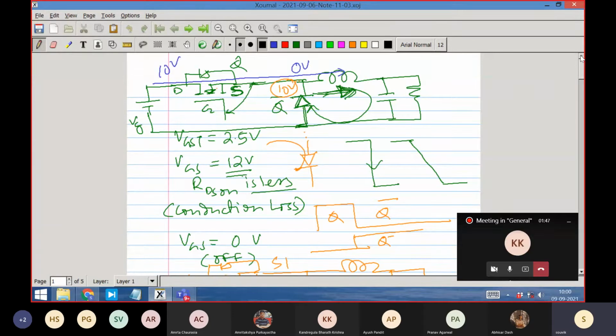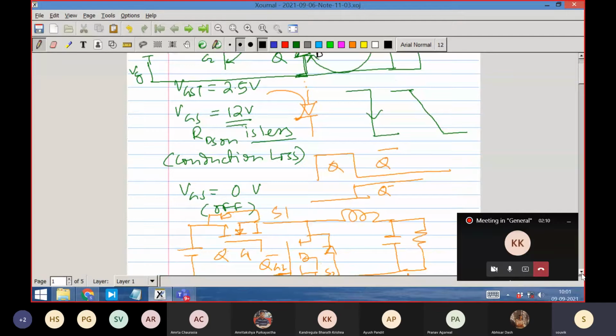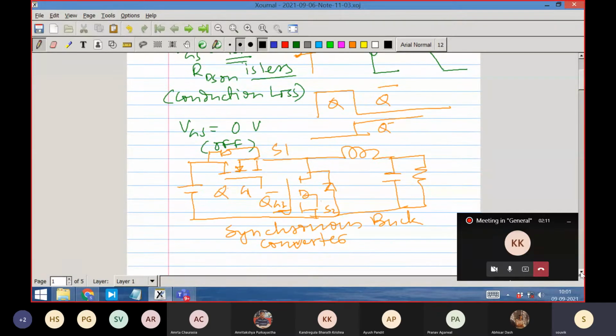So in the last class we were talking about the two structures of buck converter. One is called the conventional buck converter, where you have a switch Q and a diode D. That is the conventional structure. And then there is one structure which is more versatile. I will tell you why it is more versatile, which has two active switches, Q and Q bar.